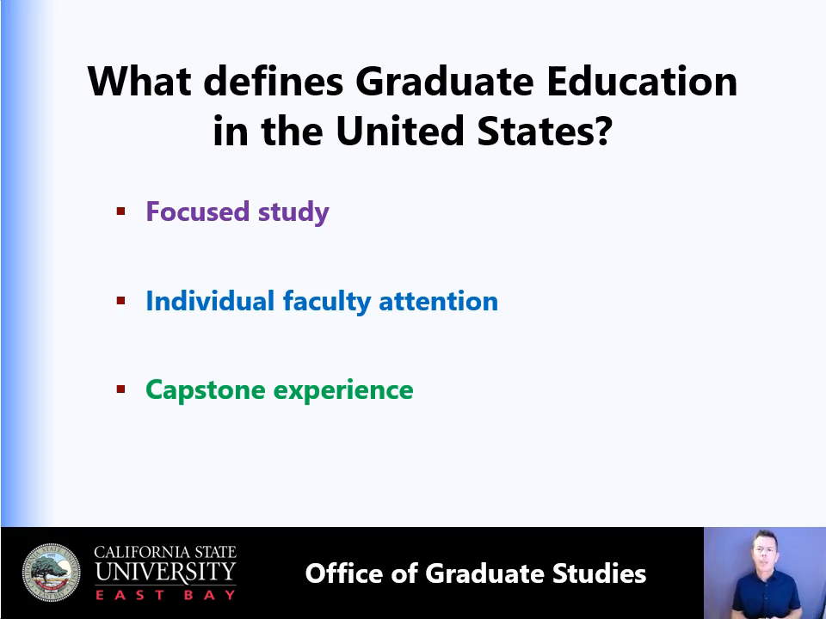That's a nice thing. Secondly, in graduate school, you tend to have a lot more individualized faculty attention. You're already lucky, typically coming here to Cal State East Bay, in that we tend to have very small classes, even for our undergrads, but our grad classes are even smaller. I know in my department, we top out at like 35 students in a class.